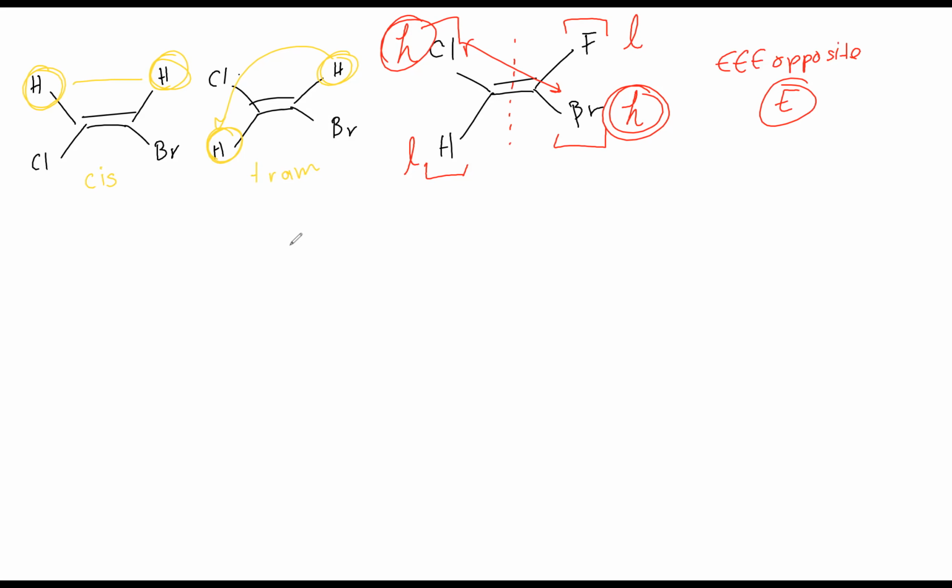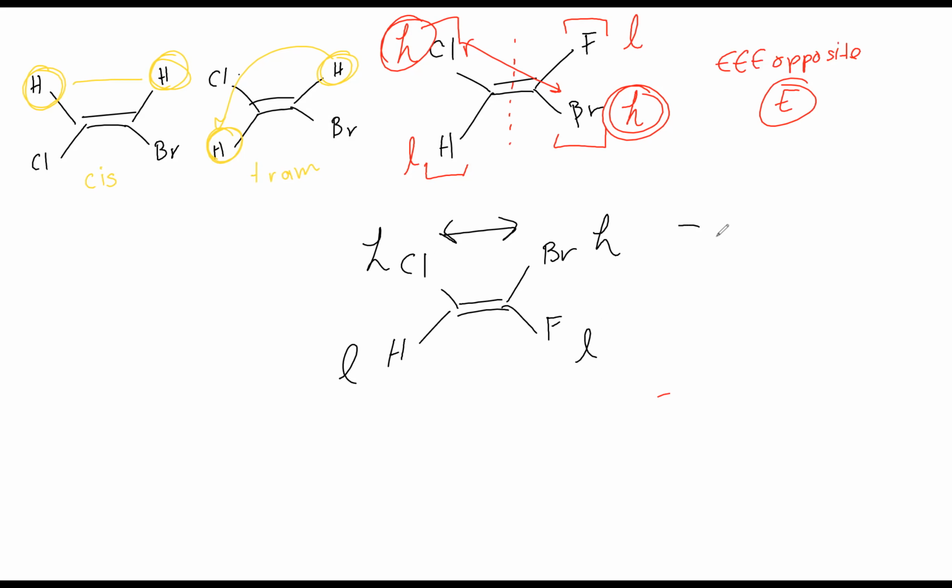The same thing we can do if they are the other way, like this and this. Chlorine again is high, hydrogen is low, bromine is high, fluorine is low. The highs are on the same side, so we're going to say this is Z. Okay? The reason we have to use E or Z is because we cannot rotate freely about the double bond like we can with single bonds.